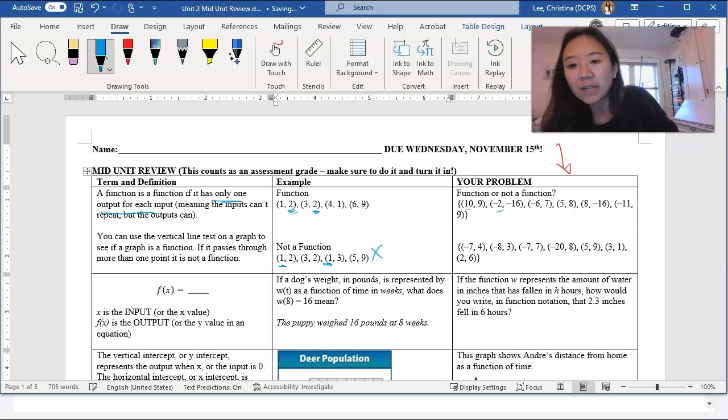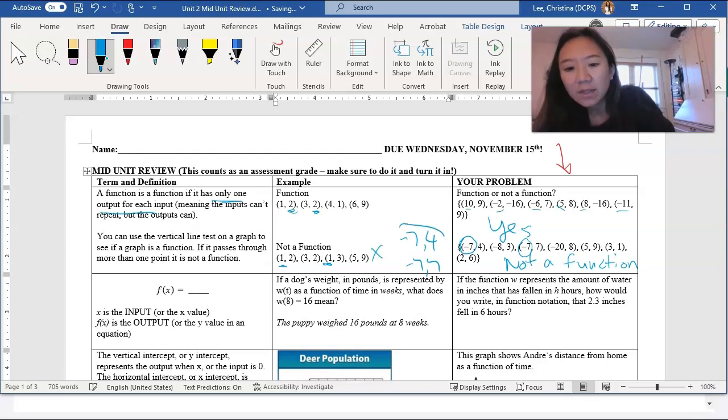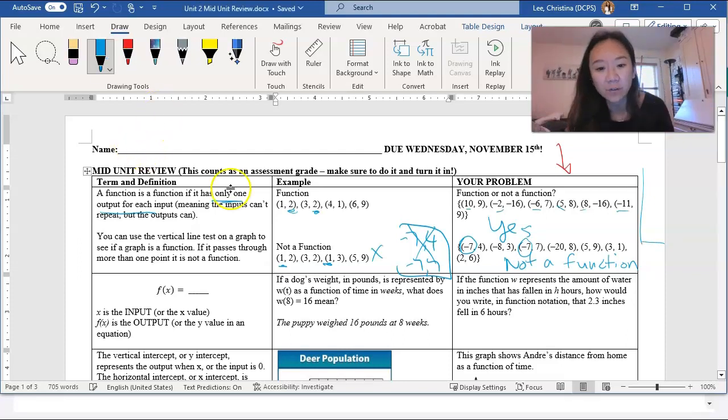So over here where we have 10, -2, -6, 5, 8, -11, those are all unique x values. And so each x value has its own y value. So yes, this is a function. Whereas this one, we have -7 repeated here. And so this is not a function, because our x value could have a -7, 4 and a -7, 7. That is not a function. If you were to graph it, for example, at -7, 4, they would have two different y values for that same x value, and so that is not a function.